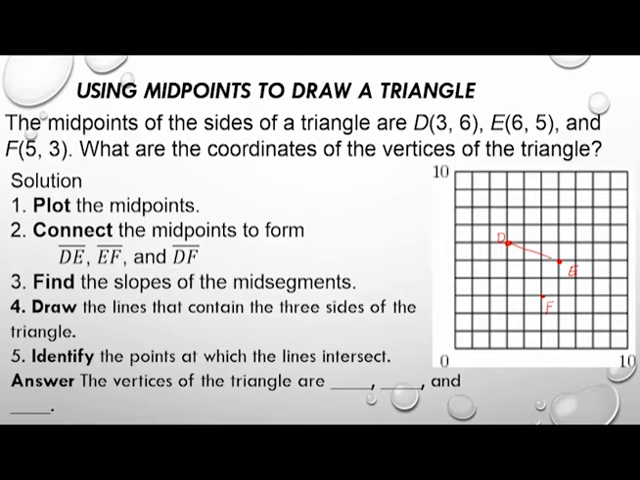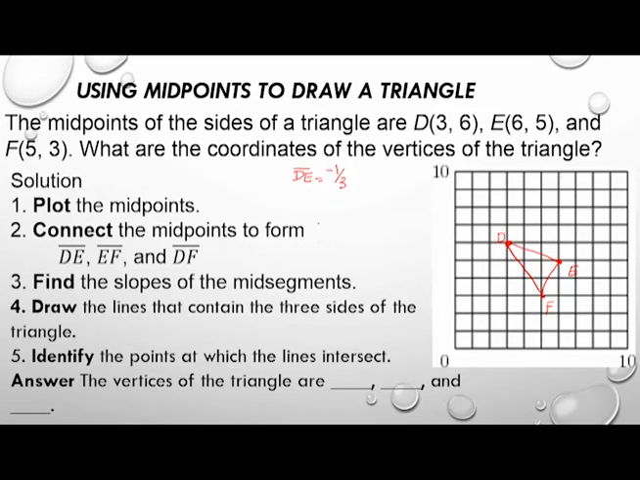Create our triangle. Next step is to find the slopes of the midsegments. So I'm going to find the slope of DE, EF, and FD. Remember, slope is rise over run. So let's start with finding the slope of DE. Slope of DE is rise of 1, run of 3. That's a negative slope, so DE is negative 1/3.